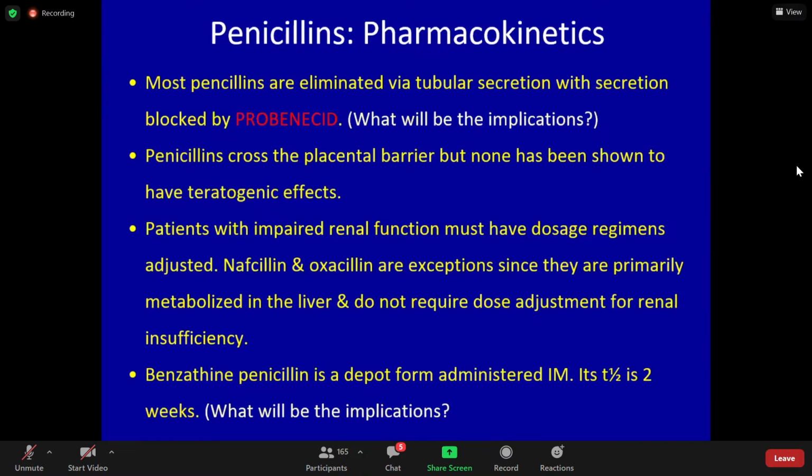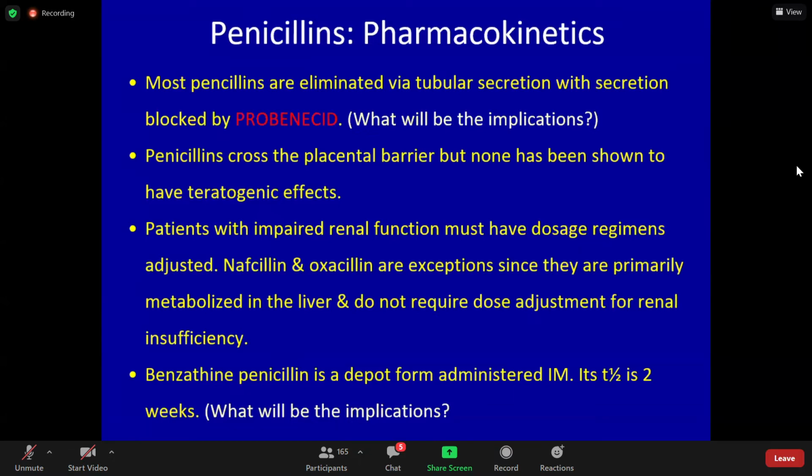Would you want that antibiotic to remain in the body for 1 month? No. Sometimes you do, especially in prophylactic treatment. There's a disease you will learn in the CVP block, rheumatic fever. For about 5 to 15 years, you administer penicillin as prophylaxis against streptococcal infections.